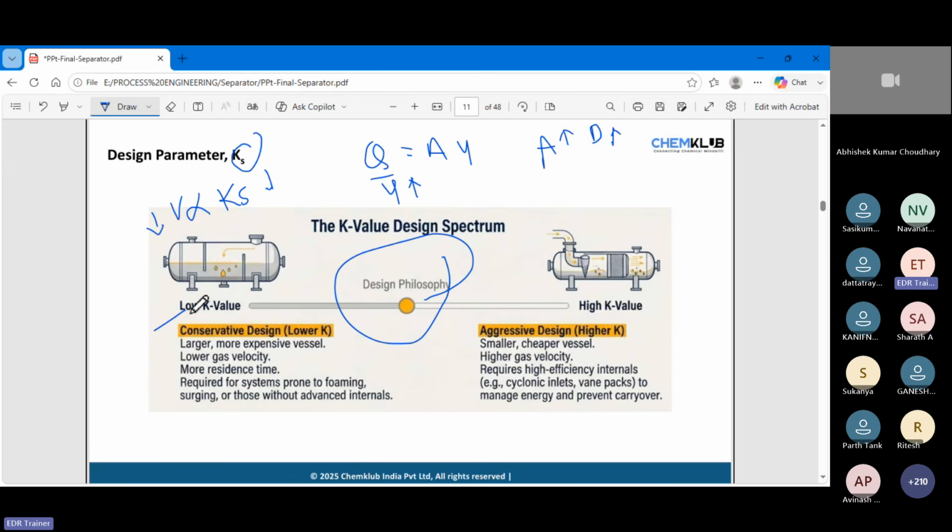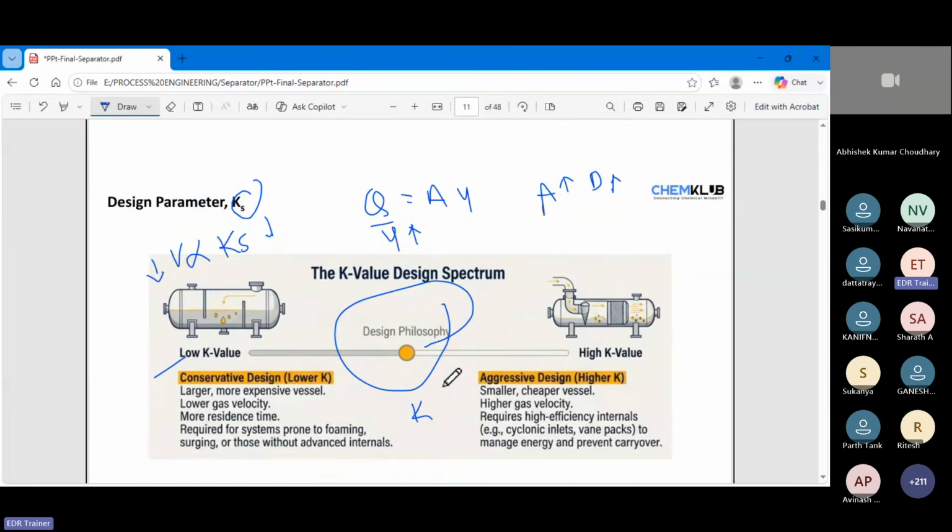Lower K value gives you more diameter. Higher K value gives you lower diameter. But in the case we need an optimum velocity, or we require optimum U, so K will be designed by the optimum. Now K is nothing but the demister pad.